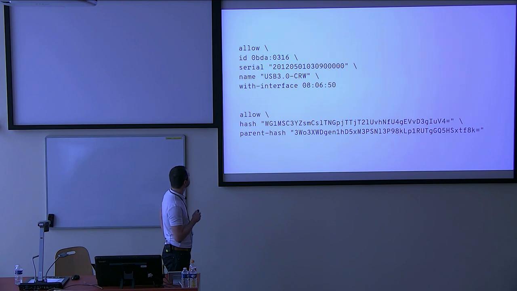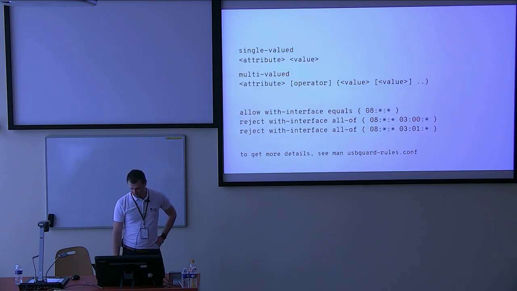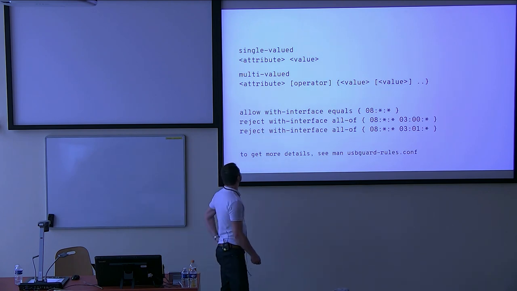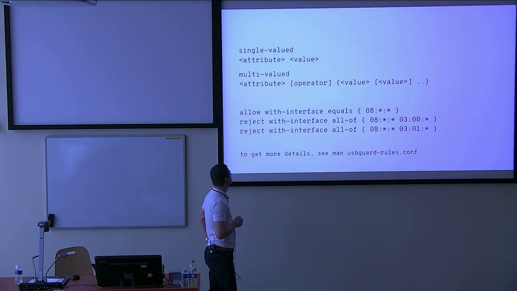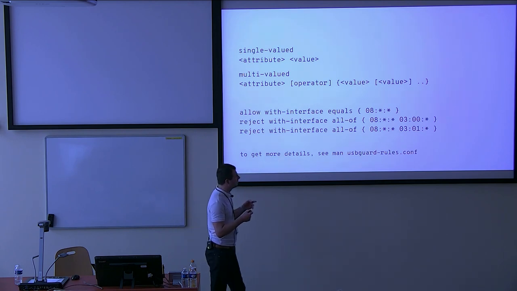The rules themselves, as I mentioned already, are specified as one line, which starts with allow or deny keyword, and then there are those attributes for the device, and also you can use these hashes. It depends on your preference. The attribute forms can differ. You can have single-valued or multi-valued, which means you can group those rules together, like, for example, all the flash drives or specific brand flash drives. You can also use those stars here.